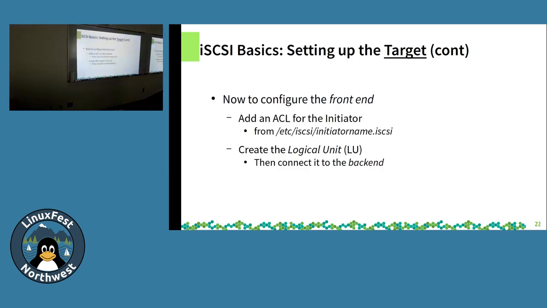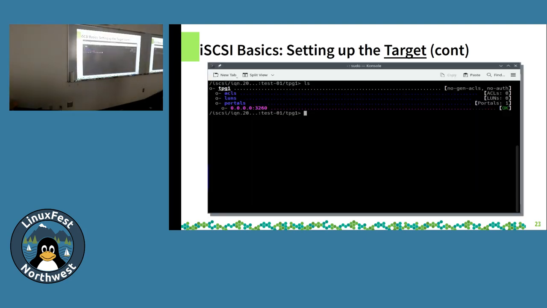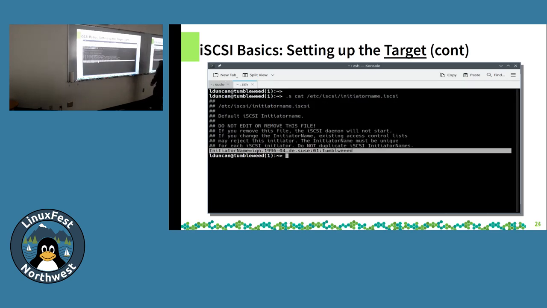So now I'm going to configure the front end. I have to have ACL and LUN. So here I am again, just showing this on a clean screen. Now, the problem is for an ACL, you have to know the name of your initiator. So I'm jumping ahead here, and I'm looking up the name of my initiator.